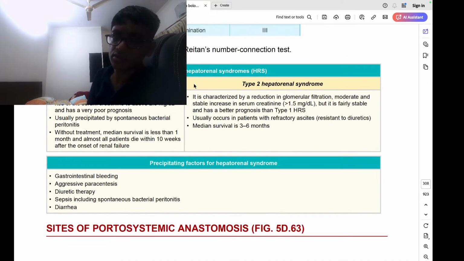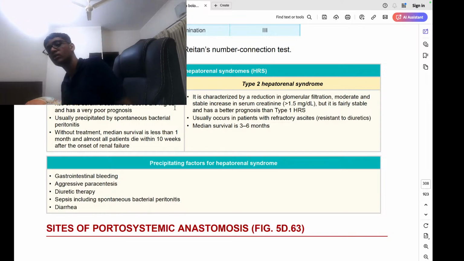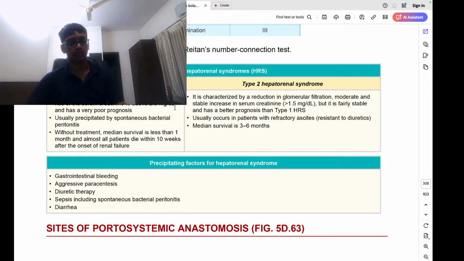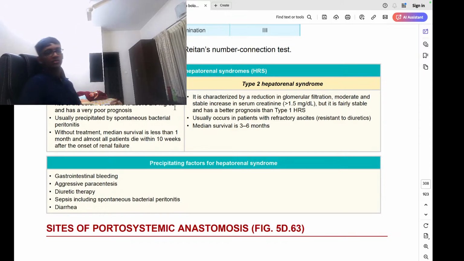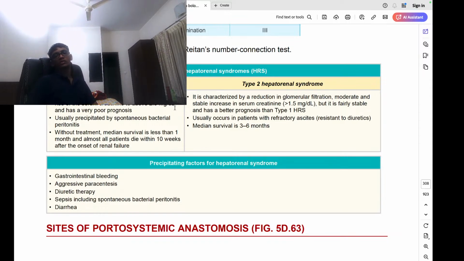Types of hepatorenal syndrome. Type 1 is progressive oliguria, rapid rise of serum creatinine above 2.5 mg per deciliter, and poor prognosis, usually precipitated by spontaneous bacterial peritonitis. Without treatment, median survival is less than 1 month, and almost all patients die within 10 weeks after onset of renal failure.